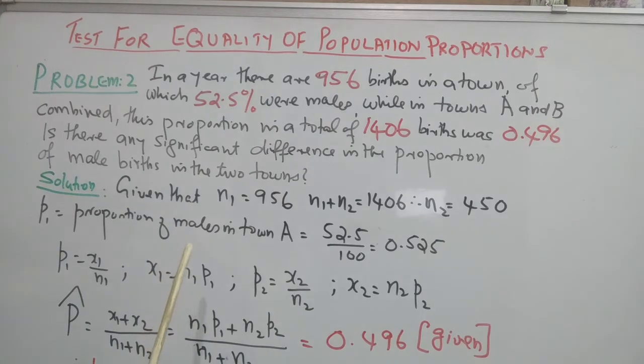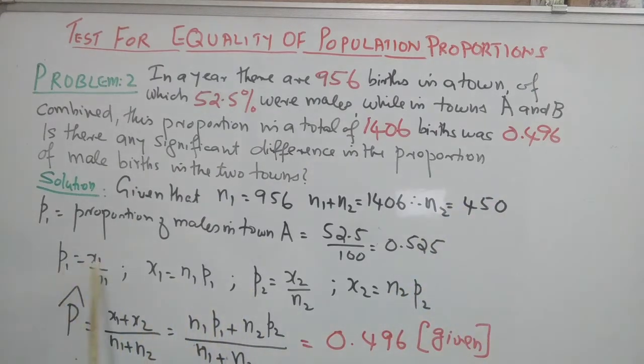At first we look into the problem, what information is provided. Given that n1 equals 956, a sample of 956, and a total, that is n1 plus n2, of 1406. Therefore, the difference 1406 minus 956 is 450. So here a computation is needed. P1, the proportion of males in town A, is 52.5 by 100, that is 52.5%, that is 0.525. P1 is given. Then another estimate P is given. P is 0.496.